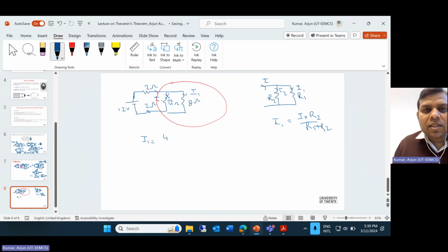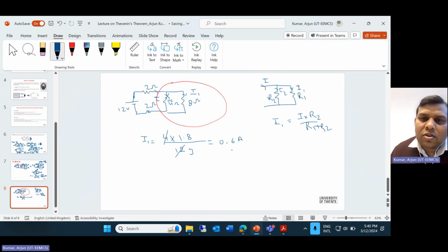For this resistance and the total current that we had determined earlier, it is 1.8 ampere, right? So divide by 4 plus 8, which is 12. You simplify it, and it will become around 0.6 ampere. Okay, now you have the current flowing in this branch, 0.6 ampere.